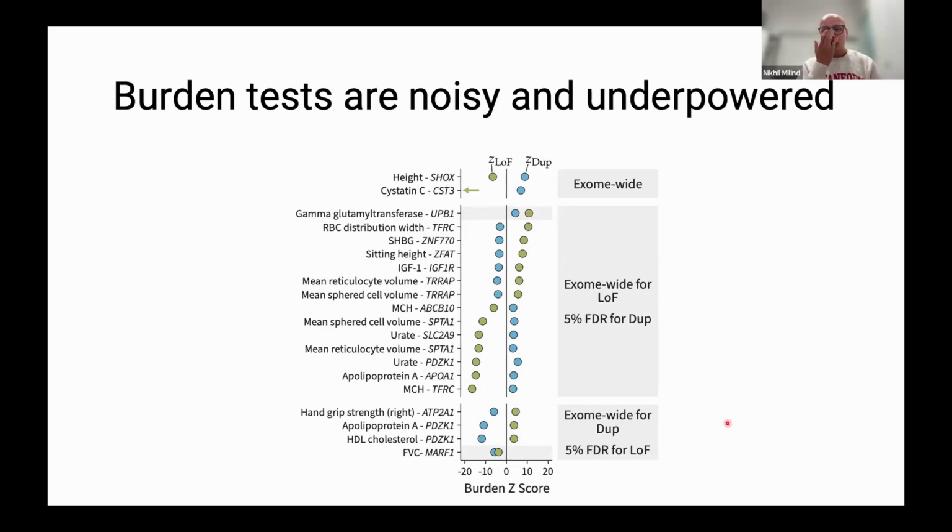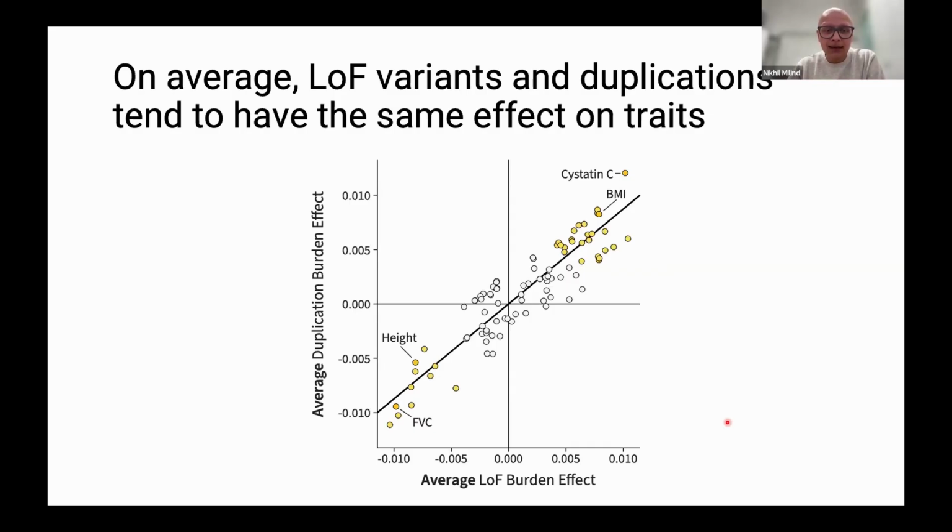But because the tests are so noisy, we have to start summarizing the information somehow across genes. And so one summary is to take the mean effect of all genes for a trait. So now let me walk you through this plot because this one is quite important. Here, each point represents one trait, for example, cystatin C levels or BMI or height. On the x-axis, I'm showing you the average effect of deleting a gene. And on the y-axis, I'm showing you the average effect of duplicating a gene.